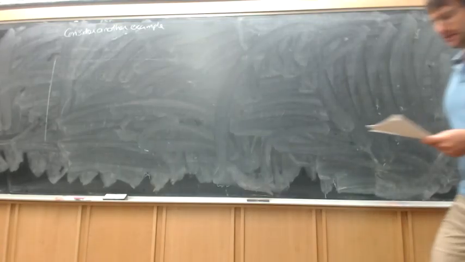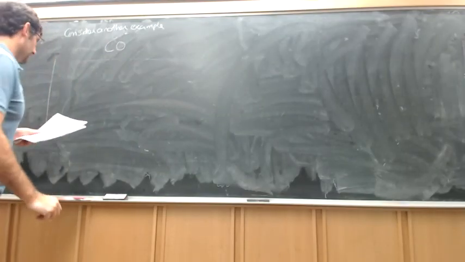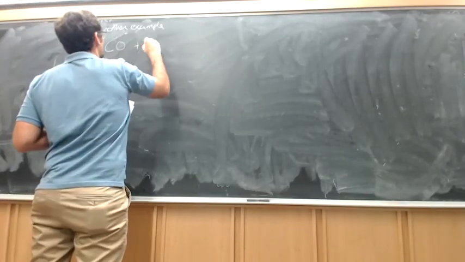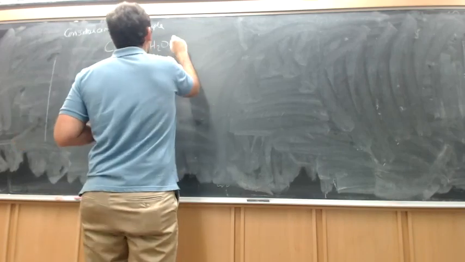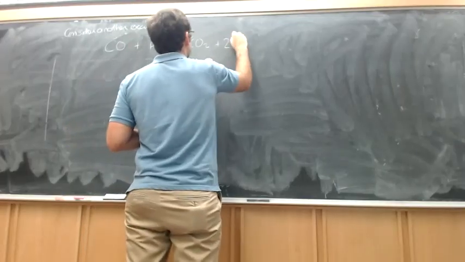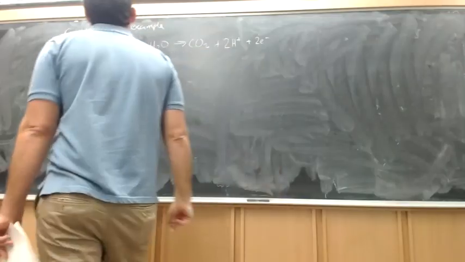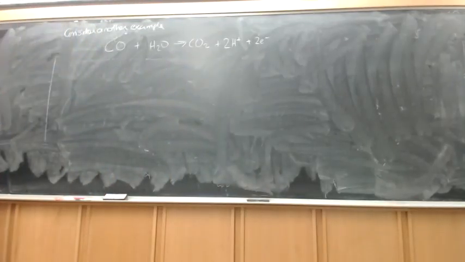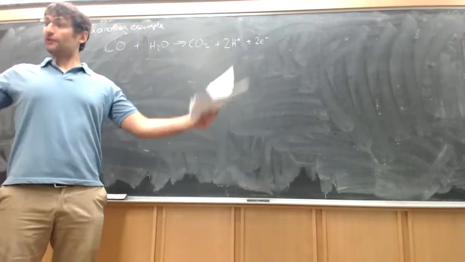Okay, so let's consider another example, maybe a little bit more technologically relevant. CO, what's CO? Carbon monoxide. So carbon monoxide plus water, just one water, goes to CO2 plus 2H plus 2 electrons. First of all, is this an oxidation or reduction? It's an oxidation, right? Electrons are on this side. Is this a full reaction or a half reaction? It's a half reaction, right?